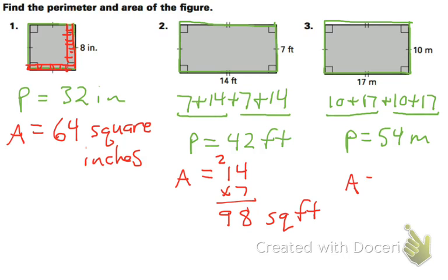Area is equal to 17 times 10. Multiplying by 10 is easy. You just add a 0 on, so 170 square meters.